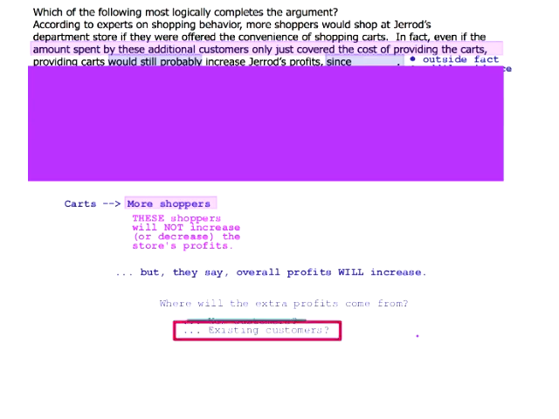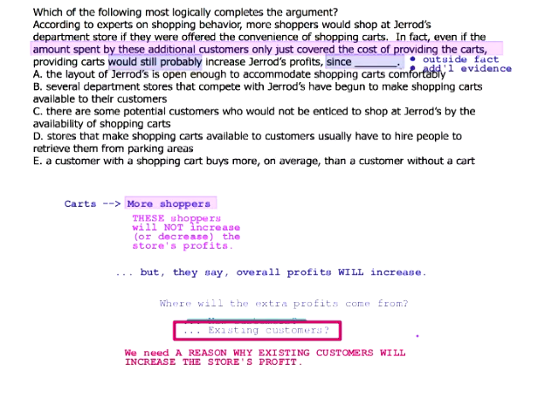some sort of reason that's going to make us think that existing customers will give more profits. So nothing else could possibly support this. So we need a reason why existing customers will increase the profits. So it's got to have something to do with how they shopped before.